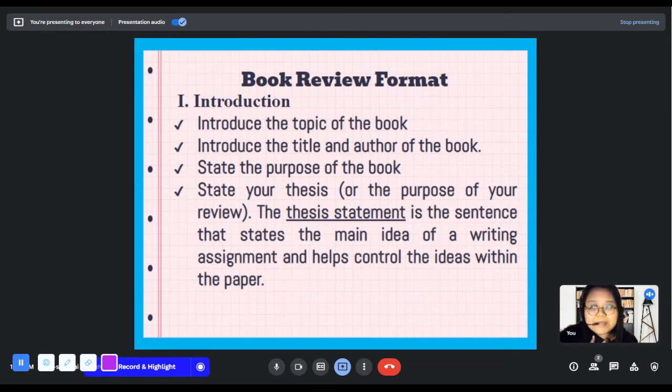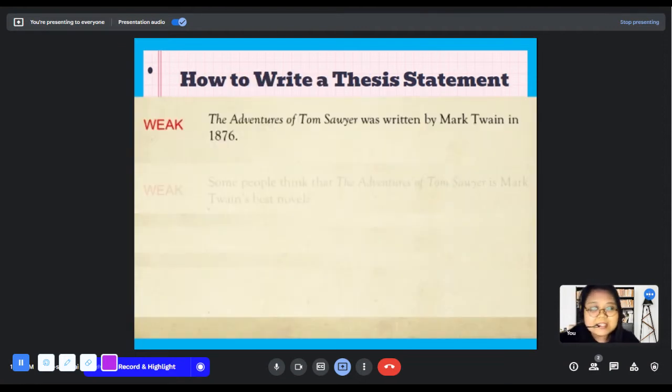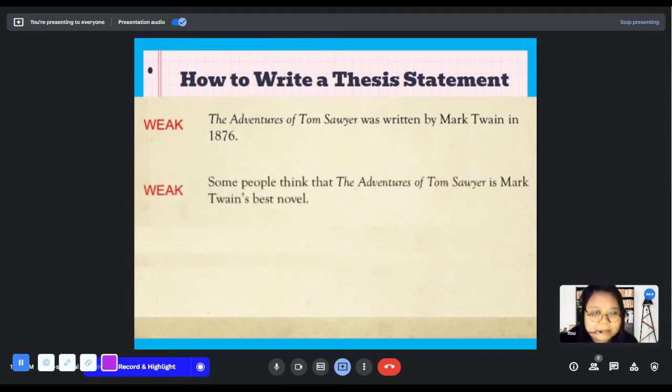Your thesis statement is, of course, the statement of your main idea of your writing assignments. These are some examples of thesis statement. Now, I'll be showing you how to write a thesis statement. This one is very weak: The Adventures of Tom Sawyer was written by Mark Twain in 1876. Why is it a weak thesis statement? Because this is common knowledge. When you go to Google, you will see that Mark Twain is really the author of The Adventures of Tom Sawyer.